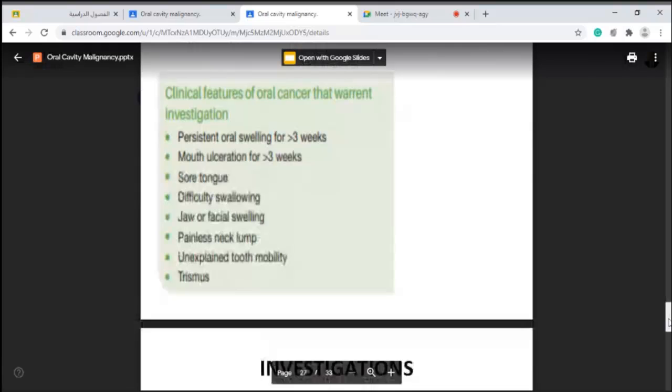So the clinical features of oral cancer that warrant investigation, we mentioned them. If the patient has persistent oral swelling for more than 3 weeks, mouth ulceration more than 3 weeks, sore tongue, difficulty swallowing, jaw or facial swelling, painless neck lump, which means lymph node metastasis, unexplained tooth mobility because there is an underlying tumor, and trismus. So what are the investigations?